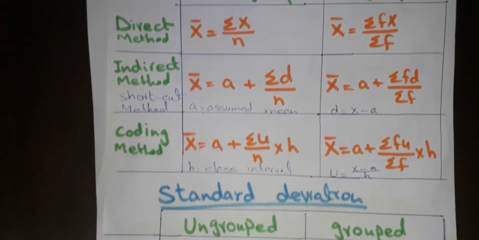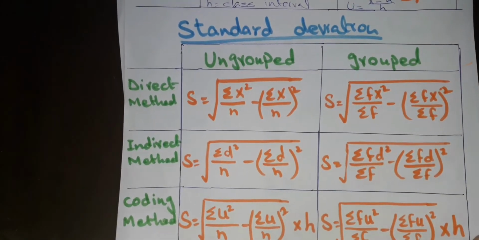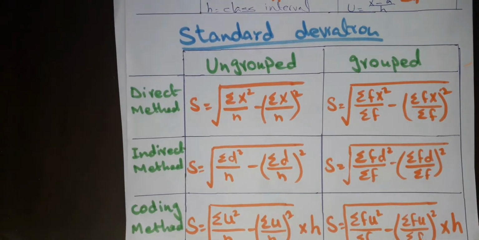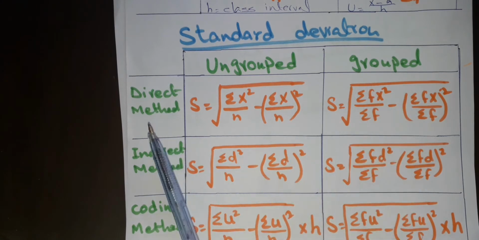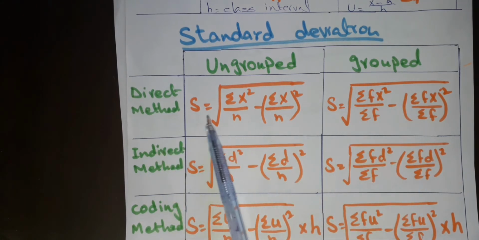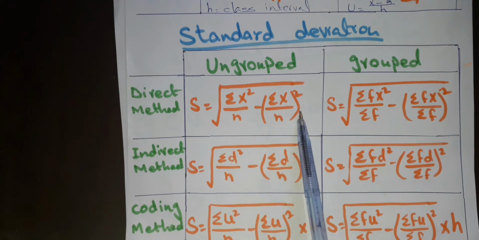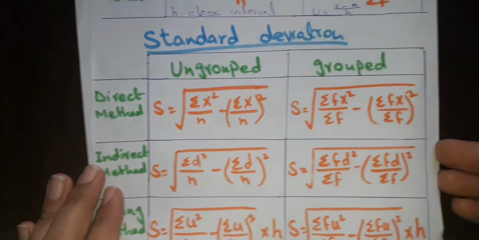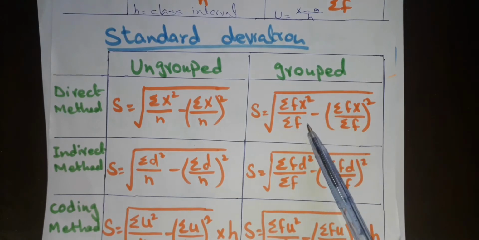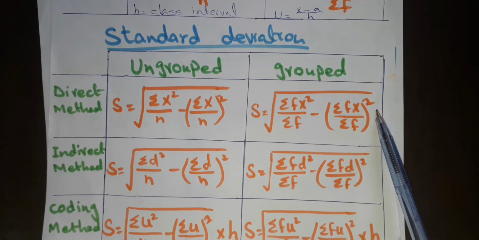But few students know that standard deviation also has three formulas. In the same way: direct method, indirect method, and coding method. We have both ungrouped and grouped formulas. The direct method formula is s is equals to under root summation x square over n minus summation x over n whole square. And the grouped formula is s is equals to under root summation fx square over summation f minus summation fx over summation f whole square.